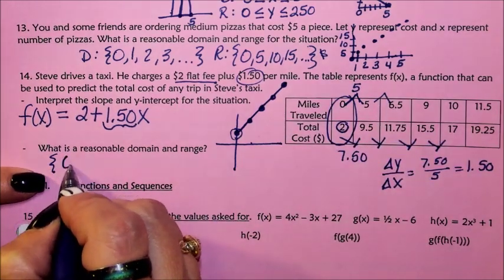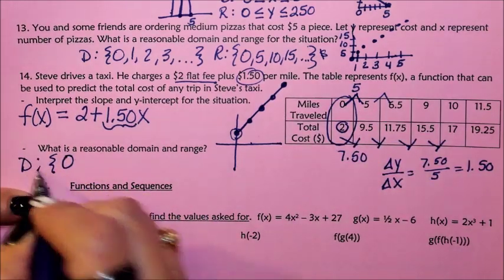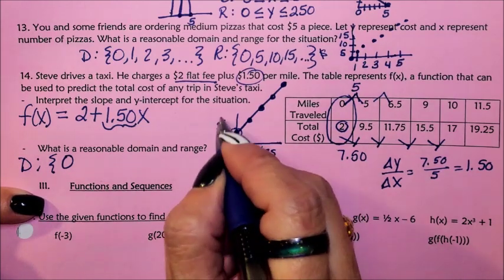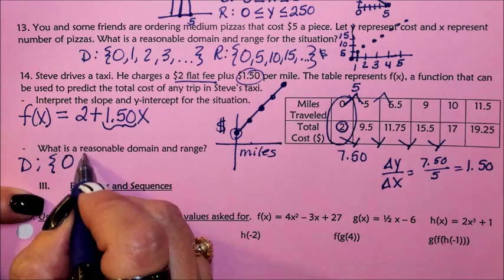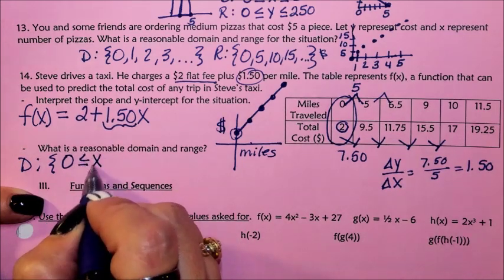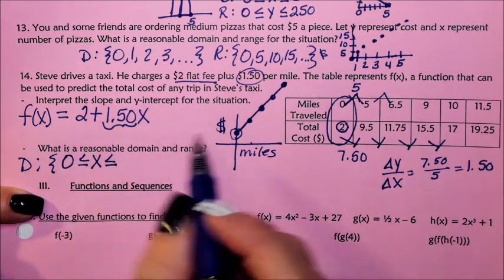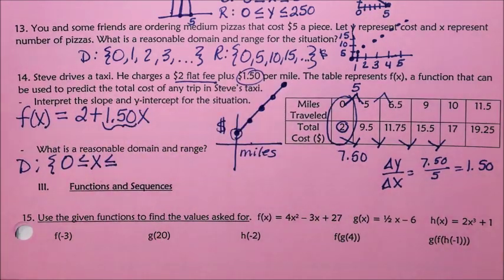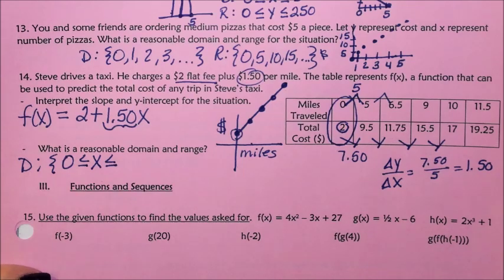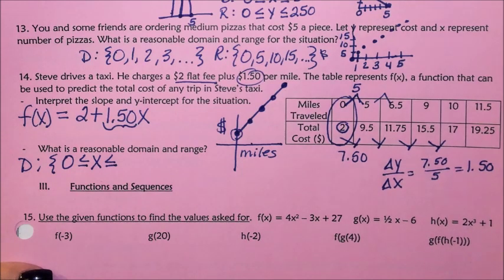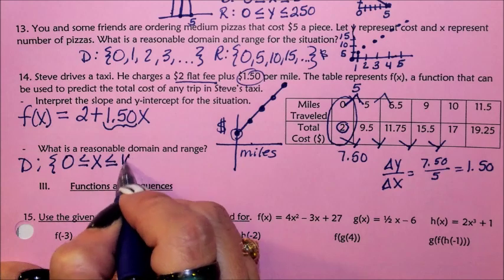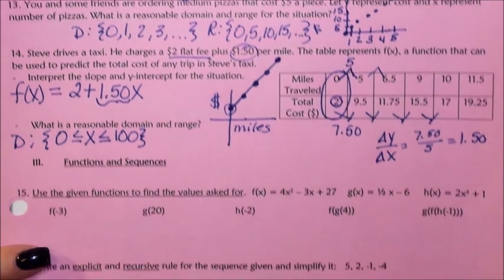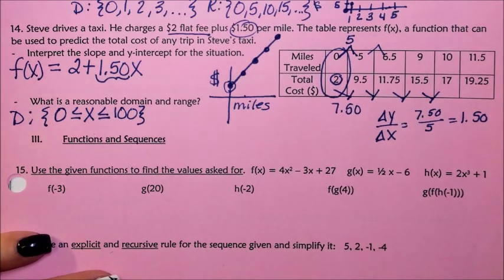So I'm going to say you could go no miles. This is the domain. Domain is the miles. Y is the cost. You could go no miles, or you could go up to, does it tell me how far I can go? He doesn't tell me how far I can go, so reasonable domain and range, I'd probably say he is not going to go more than 100 miles. If you told me on this one infinity, I'd probably question you on it, but I might give you credit for it.